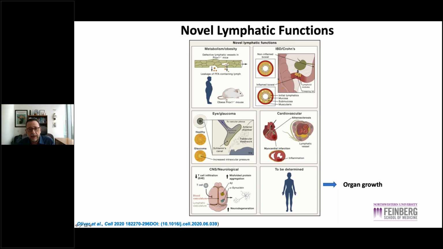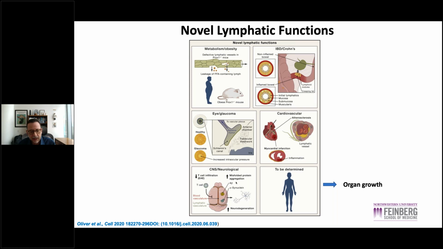also the role of lymphatics likely in inflammatory bowel disease, particularly in Crohn's disease, also a specialized lymphatic in the eye called the Schlemm canal, that when defective leads to glaucoma, the really emerging role of lymphatics in cardiovascular diseases, and also, relatively novel and unexpected, the role of a specialized lymphatic on top of the meninges called the meningeal lymphatics. And this has now been linked to a variety of neurological disorders, including Parkinson's and Alzheimer's. And then I included there "to be determined."